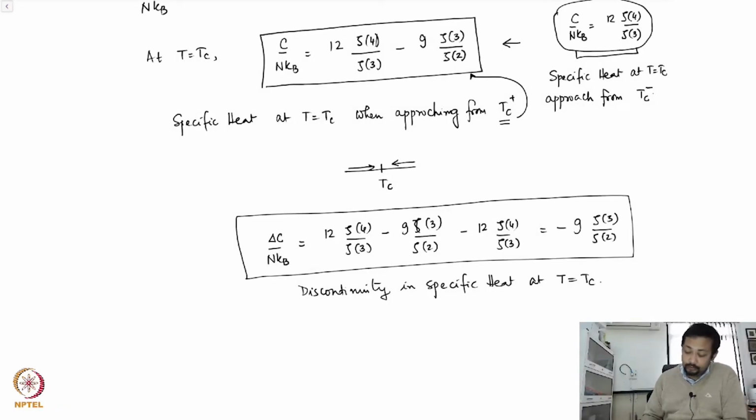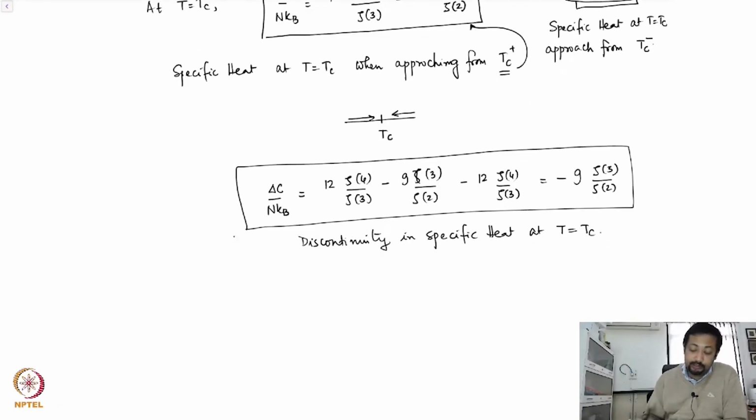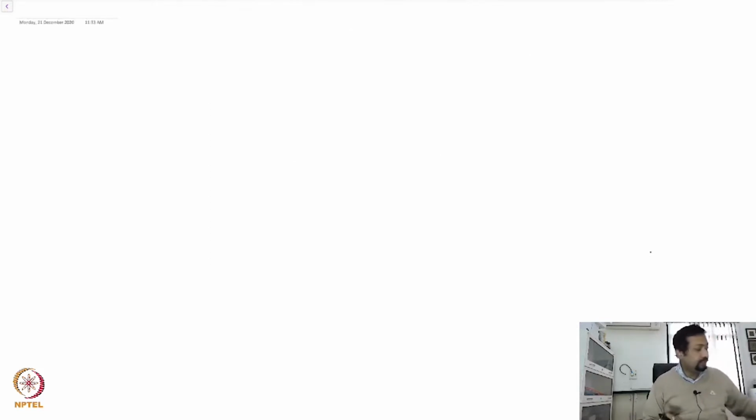Welcome back. So we were looking at the discontinuity in the specific heat for a harmonically trapped Bose gas. We will come back to this issue a little later, but we now want to look at when the density of states goes as C_alpha epsilon to the power alpha minus 1.